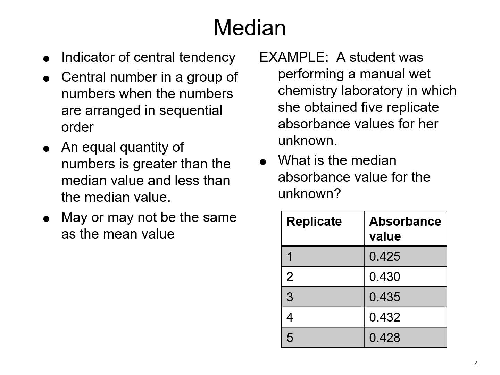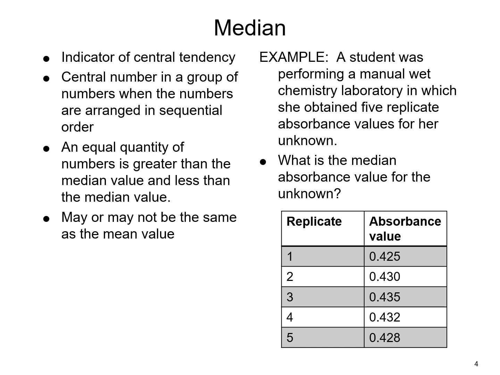Another indicator of central tendency is median. The median is the central number in the set of numbers when you arrange those numbers in sequential order, from lowest value to highest value. In that set of numbers, an equal quantity of numbers is greater than the median value, and an equal quantity of numbers is less than the median value, meaning you have an equal number on either side of that central number. The median value may or may not be the same as the mean value, so you could have 2 different numbers, or they could be the same number.